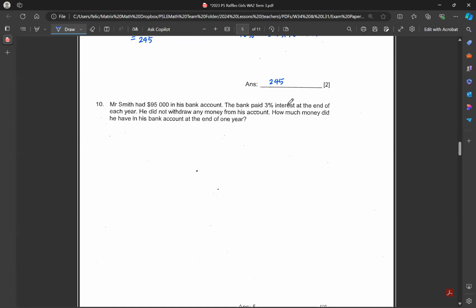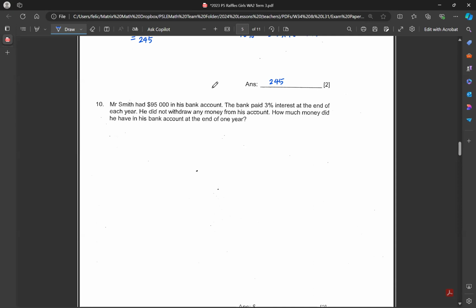Okay, so remember the idea of interest. When they say the bank paid 3% interest, it means that at the end of the year, I should expect more money than 95,000 shown in my account because the bank is giving me interest. Interest means like free money from bank in a way. Okay, so the idea of interest, why do the bank give us free money? Because it's to thank us for trusting them to keep safe our money, to open a bank account with them. All right, so how much money did he have in his bank account at the end of 1 year?